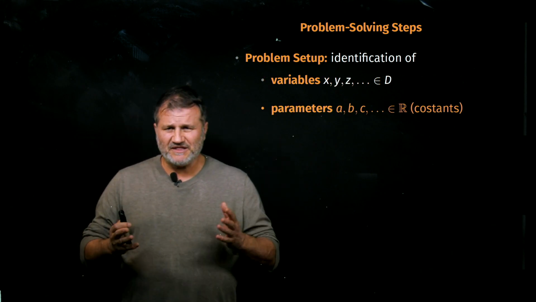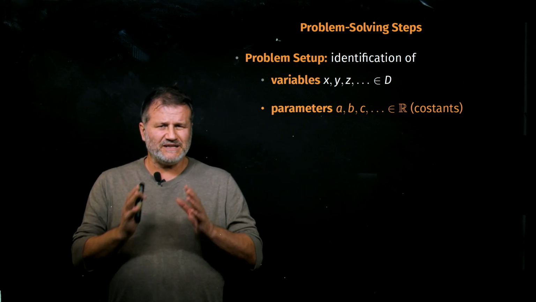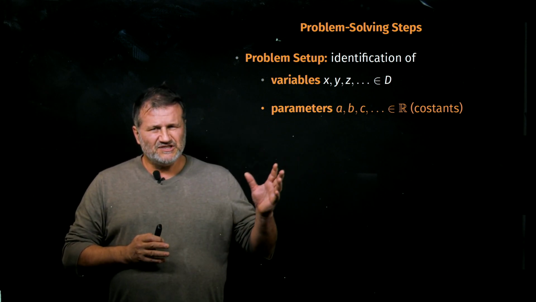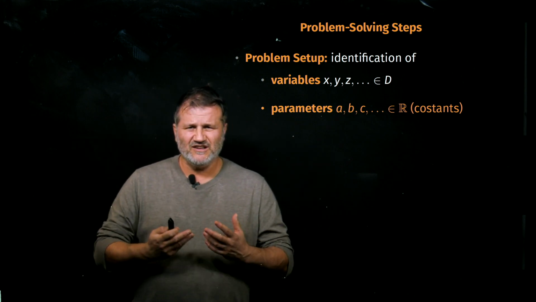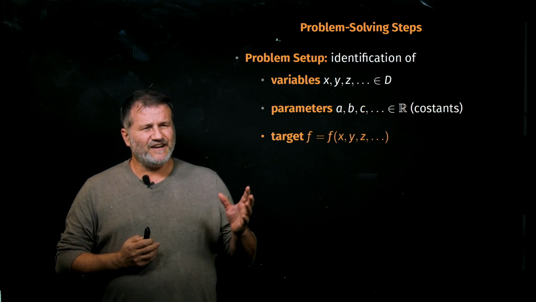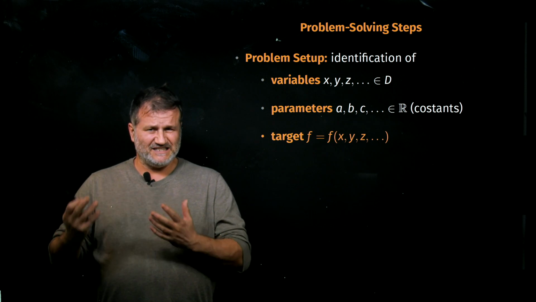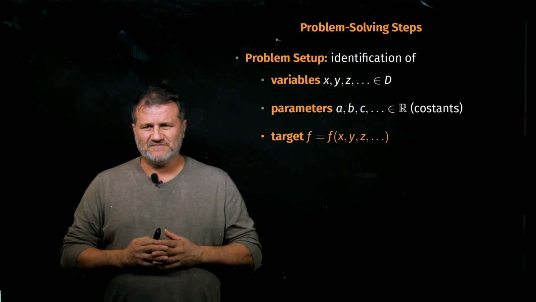Second, the parameters. These are quantities that enter in the problem and influence the system but remain fixed, unlike the variables. They are useful because they often express conditions and constraints among the variables. And finally, the target function. This is the quantity to be maximized or minimized as a function of the problem variables.